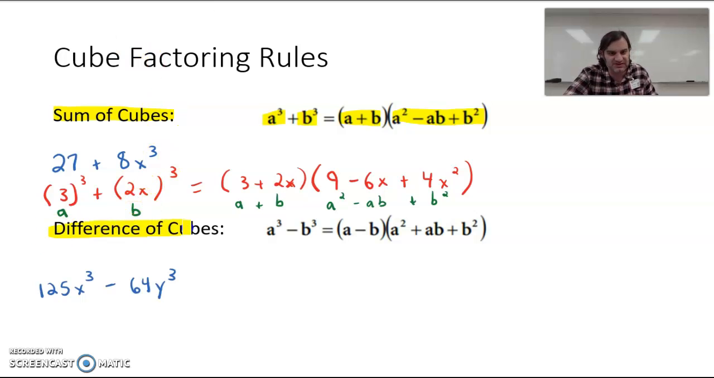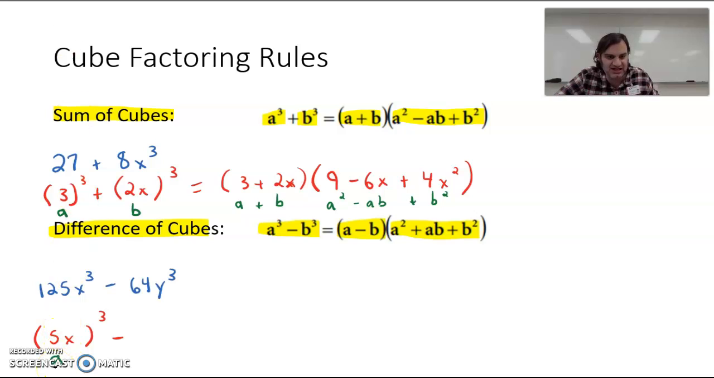The other one, the difference of cubes, is similar. A cubed minus b cubed will break into a minus b, and that's all times the quantity of a squared plus ab plus b squared. So let's see here. We've got the expression 125x cubed. Well, that is a perfect cube. It has a cube root of 5x. So we've got 5x quantity cubed. So 5x is our a in this formula.